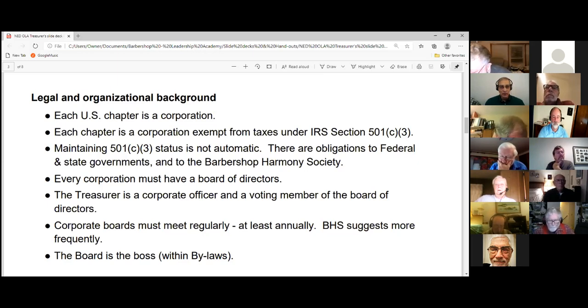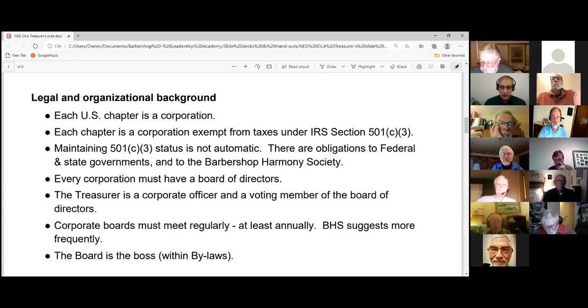Every corporation must have a board of directors. The board, all boards of directors in every state, must meet at least once a year. The Barbershop Harmony Society recommends that we meet approximately monthly. They haven't gotten quite so adamant about that lately. And once a year is enough for every state regulation. Barbershop Harmony Society likes a little more often than that. It does not have to be strictly monthly, is the whole point. When you have a monthly meeting of your board of directors, you as treasurer should have ready a financial statement. That's a pretty big deal.